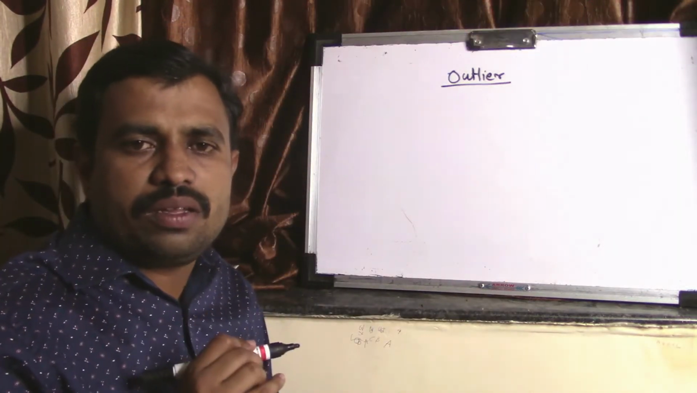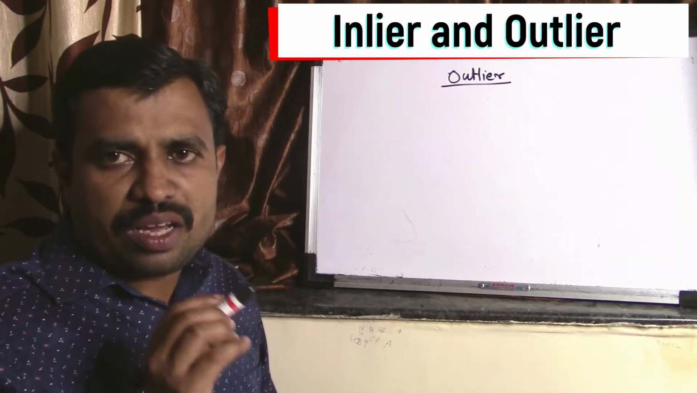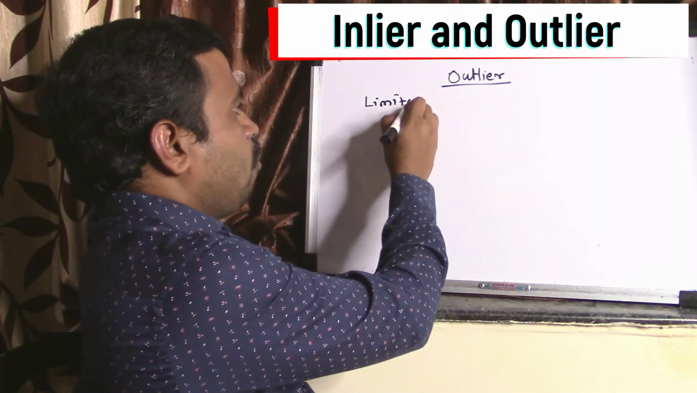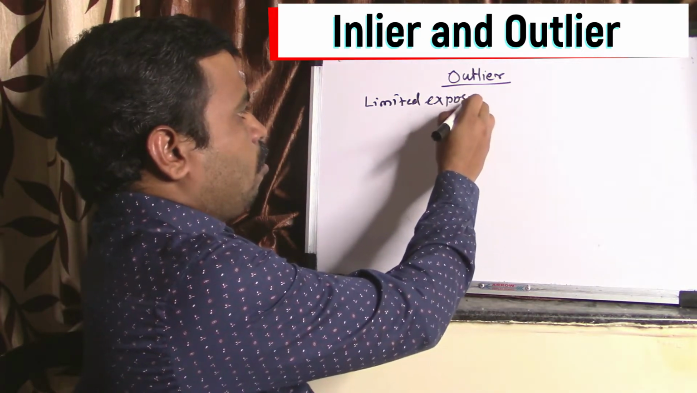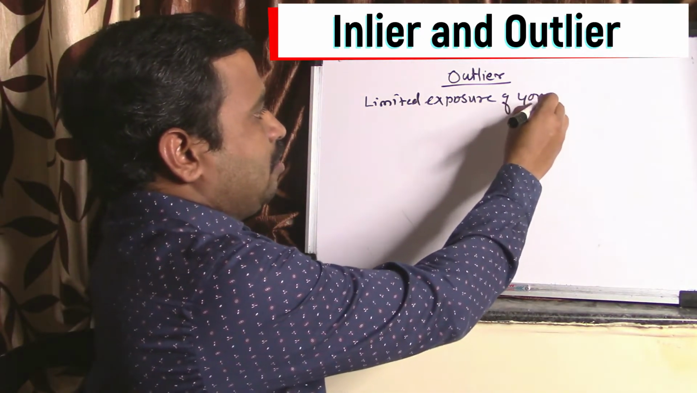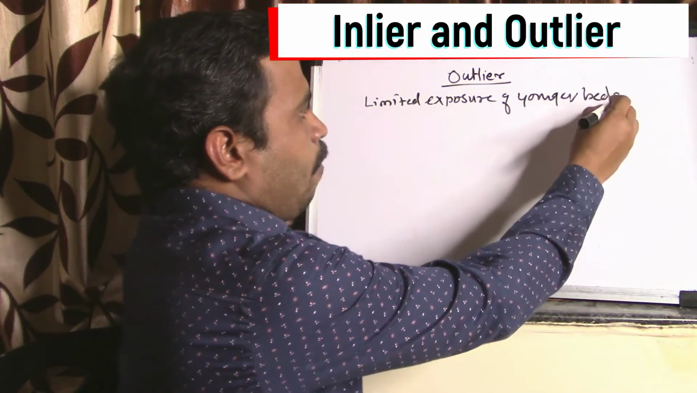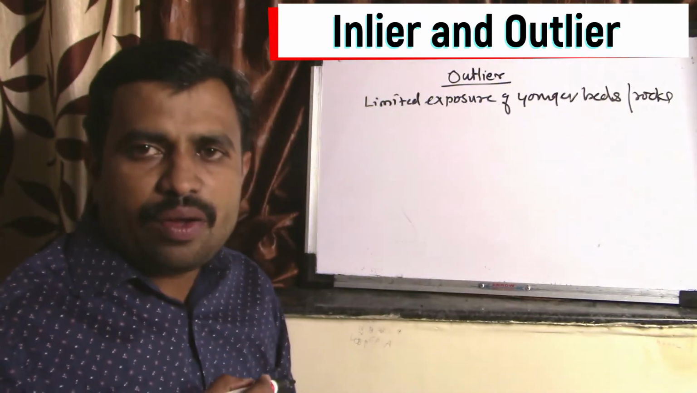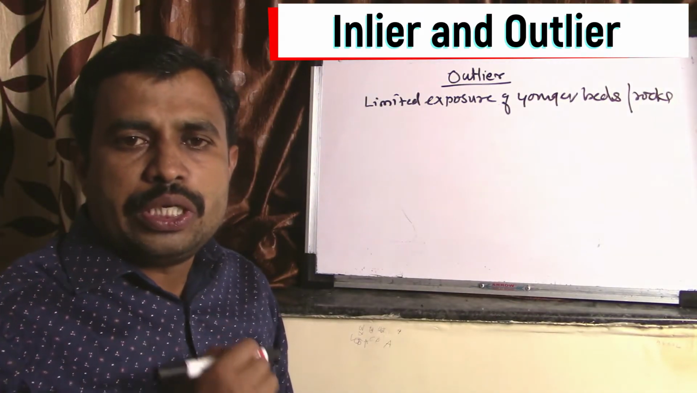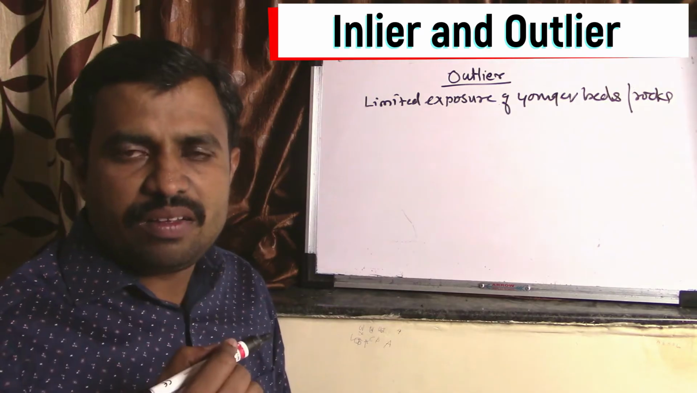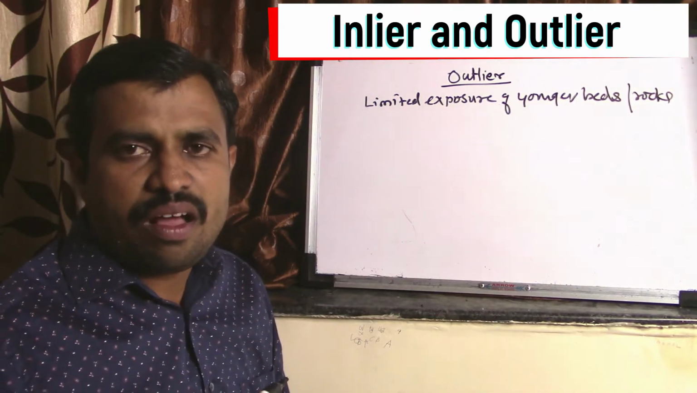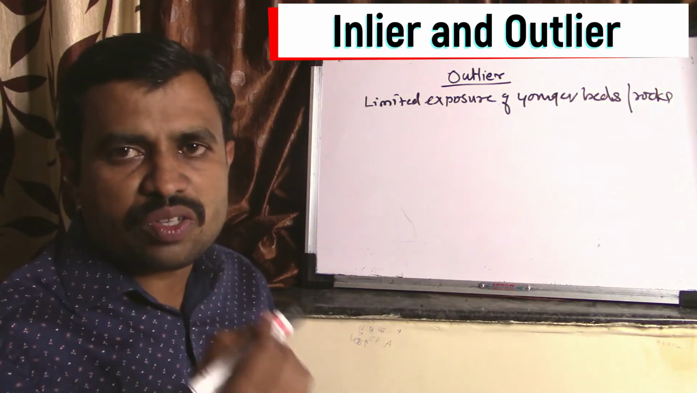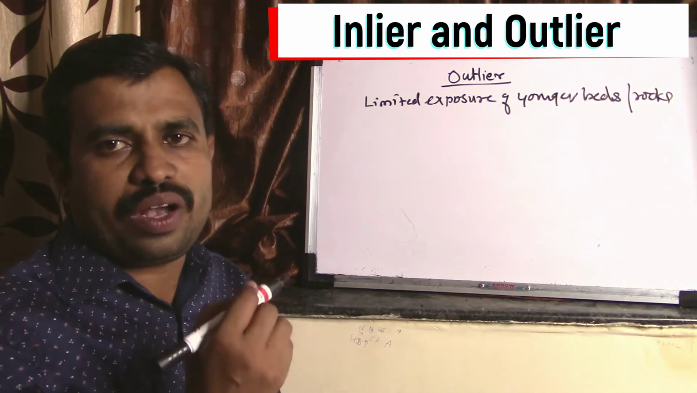Outlier is nothing but the limited exposure of younger beds or younger rocks, completely surrounded by older rocks, due to the erosion of hill, due to erosion of syncline, or sometimes erosion of faults. Because of this, there is a formation of a structure called outlier.